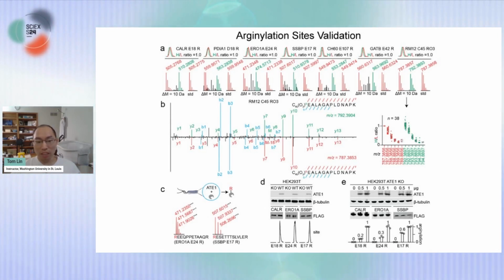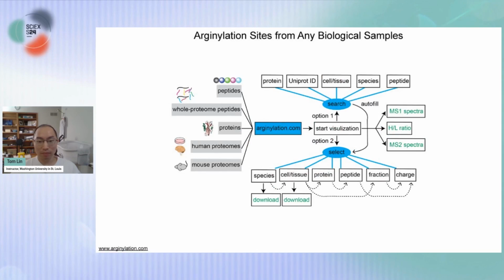And when we overexpress the ATE1 in the knockout cells, on the bottom right, we show that the arginylation level is dose dependent on the ATE1 expression levels.